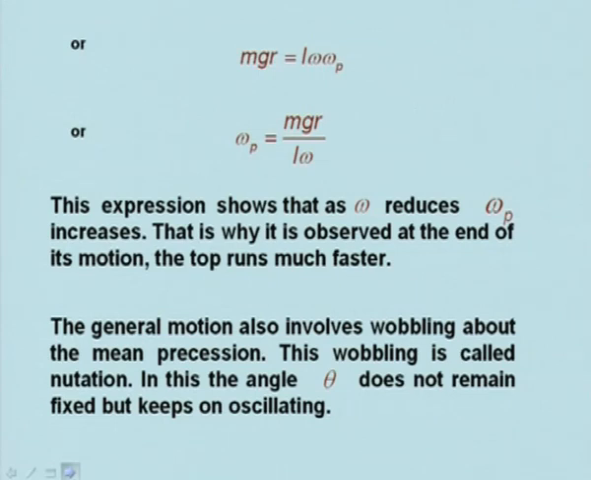This expression shows that as omega, the spin velocity, reduces, omega p increases. That is why it is observed that at the end of its motion, the top precesses much faster. The general motion also involves, if you do precise analysis, wobbling about the mean precession. This wobbling is called nutation. In this, the angle theta does not remain fixed but keeps on oscillating.